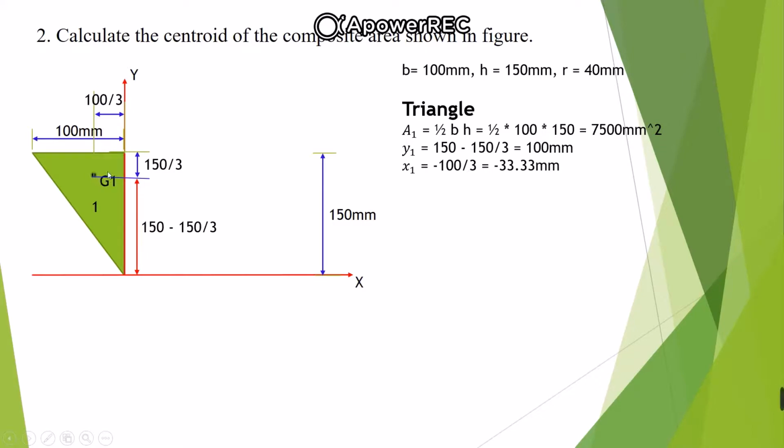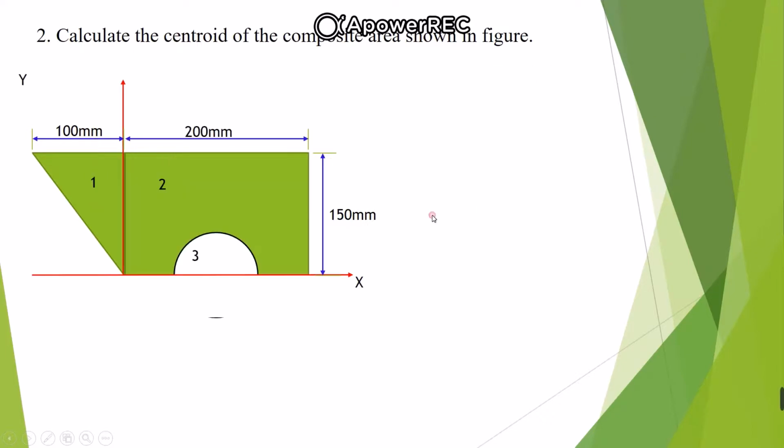So here G1 lies in the second quadrant, right? In the second quadrant, this horizontal distance will be negative. Since the centroid lies in the second quadrant, the x distance of G1 will be negative, but the y distance will be positive because it is above the x-axis. So when you write x1, you have to put a negative sign. Understood? So this will be minus 100 by 3, which is equal to minus 33.33.